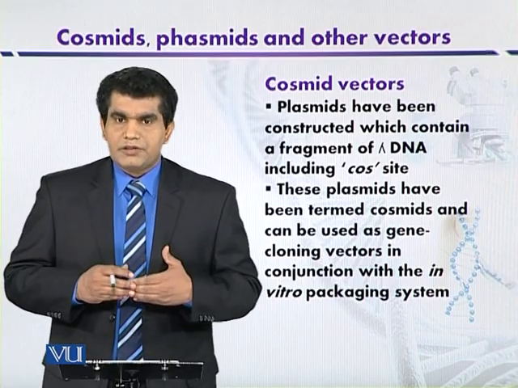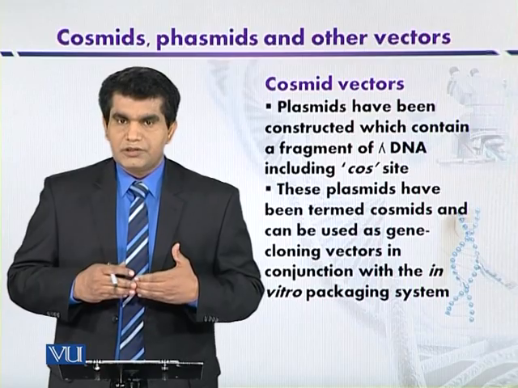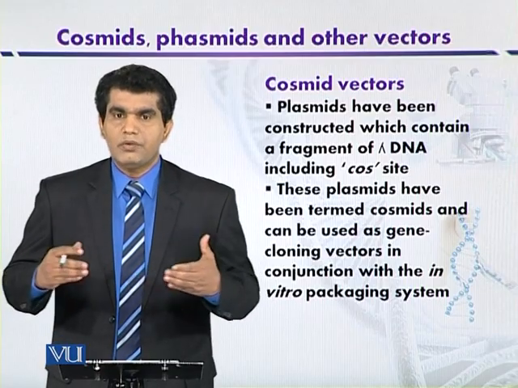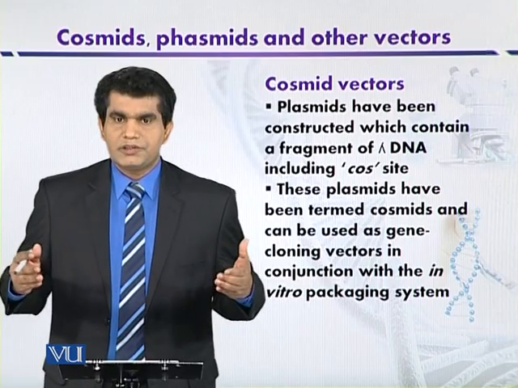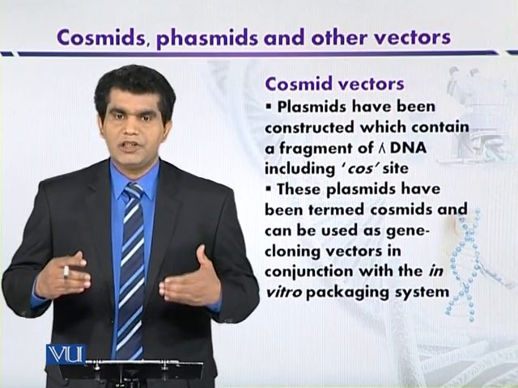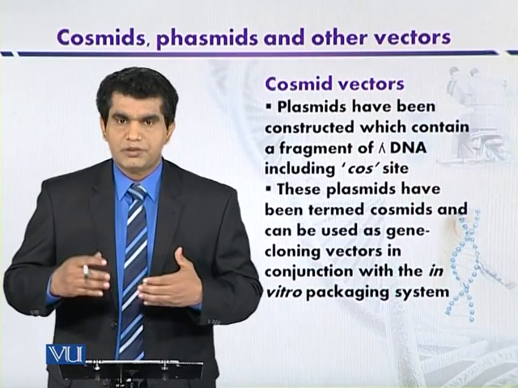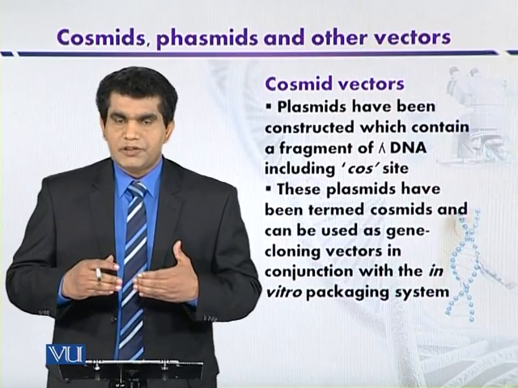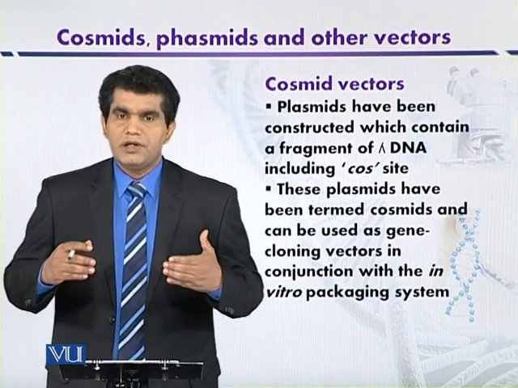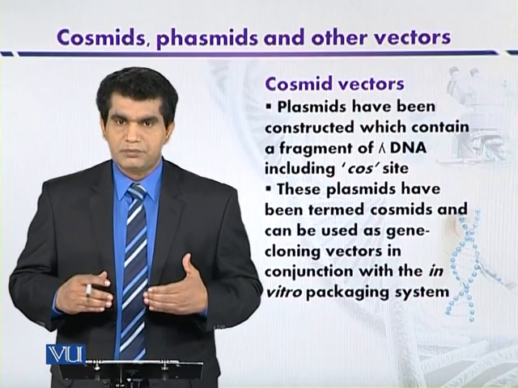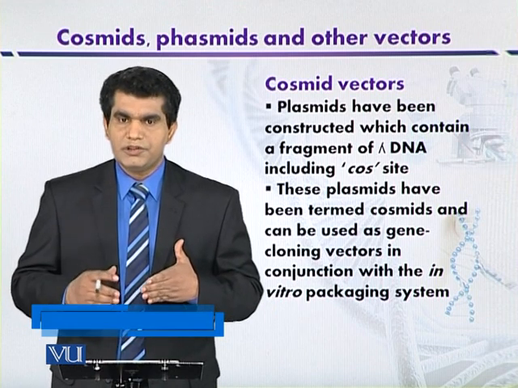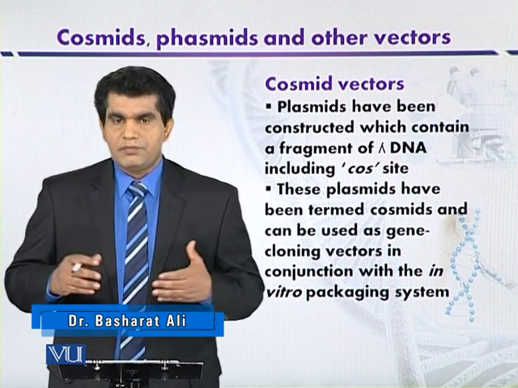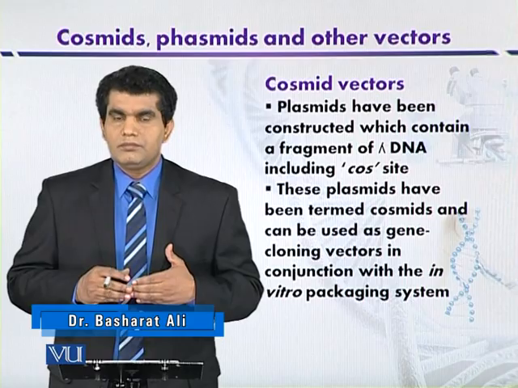So Cosmid vectors are actually plasmids that contain these cos sites from the lambda phages. Because of this, these hybrid plasmids are called cosmids. If these cosmids are provided with an in vitro packaging system, then they can efficiently package the recombinant cosmids into the head of the phage particles.